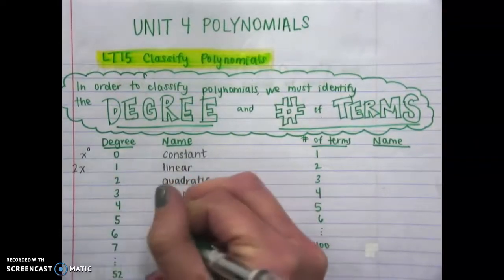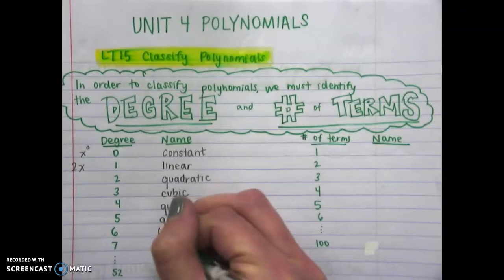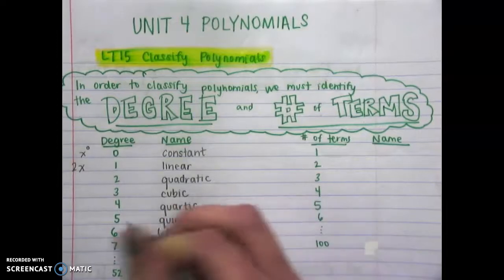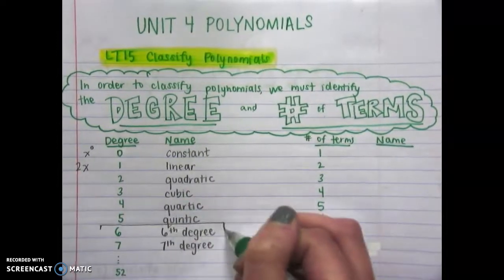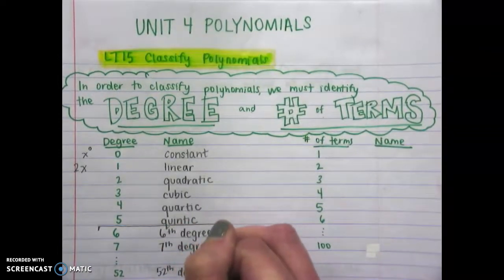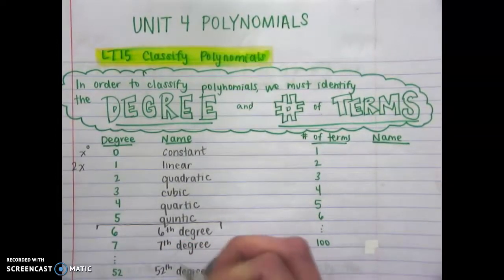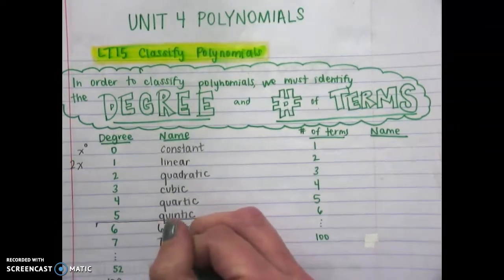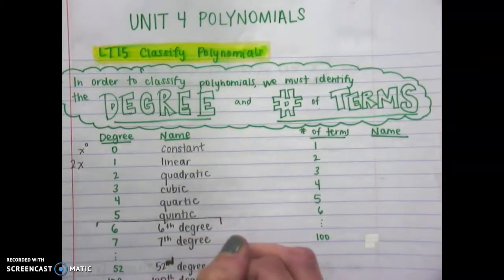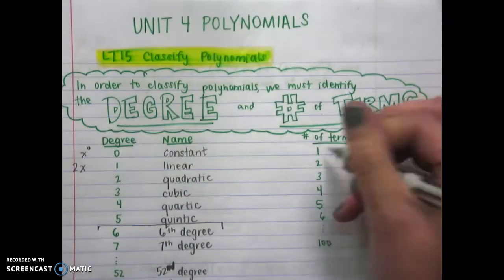A degree of 6 is 6th degree. Degree of 7 is 7th degree. And you can probably already guess as you continue on, everything 6th degree and higher is just the nth degree for the name of the polynomial. So 52 as the degree is a 52nd degree. And a degree of 100 would be the 100th degree polynomial. That's the first name.